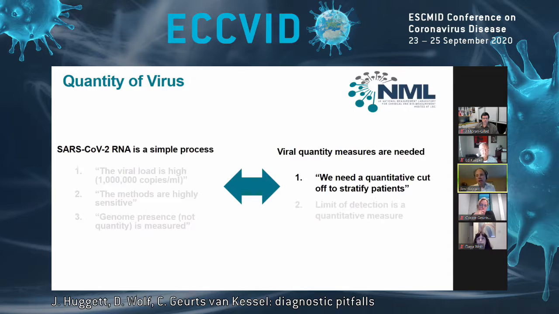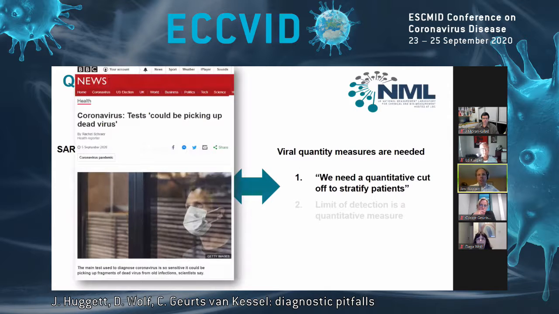I'd like to touch a little bit now on this need for a quantitative cutoff to stratify patients. There are literature and reports talking about the fact that many of the methods may be picking up dead virus. And obviously, this impacts on the narrative along the lines of whether you're measuring a symptomatic individual, what are you going to do with them, versus screening and how you might manage that.